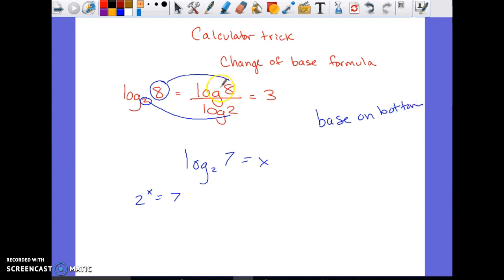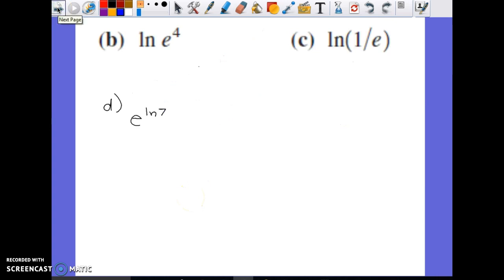That's what you do. If you just type this in on your calculator to see it's true. I know 2 to the 3rd is 8, okay? But you might not know 2 to the what gives you 7. And so this change of base formula is nice for this. All right, let's look at some more ln.